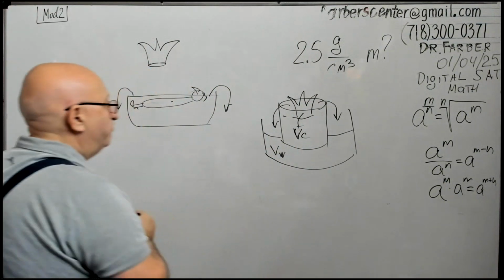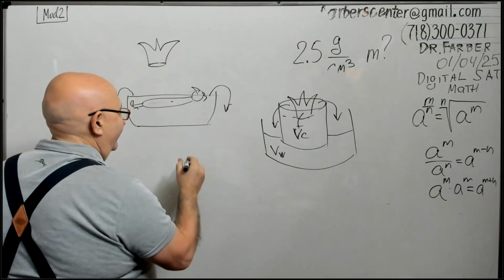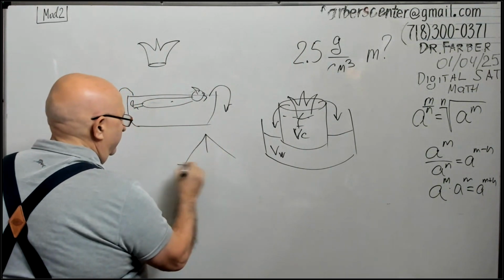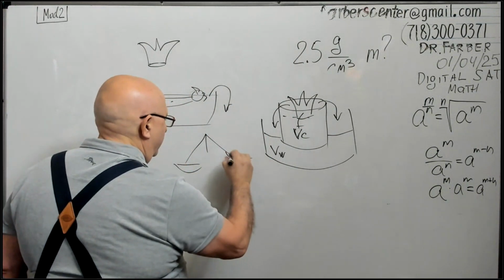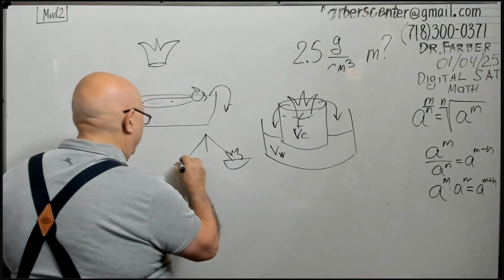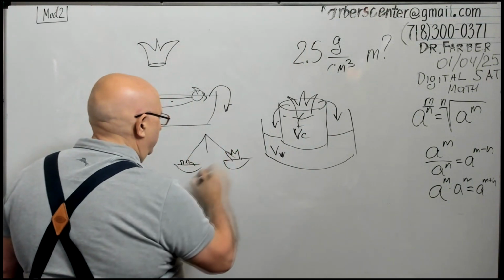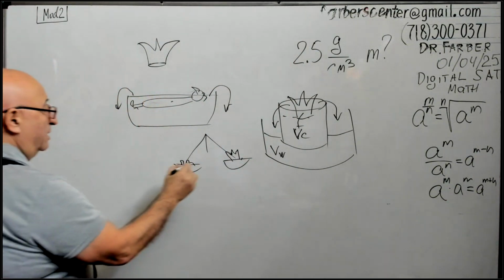So after that, he put a scale. At the time, he did not have an electronic scale. He had a scale like this, but pretty accurate. This kind of scale. And he put the crown over there, some weights here, and measured the weight, mass. He measured the mass of this crown.